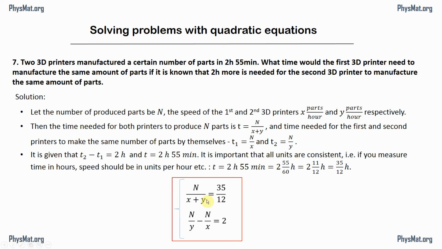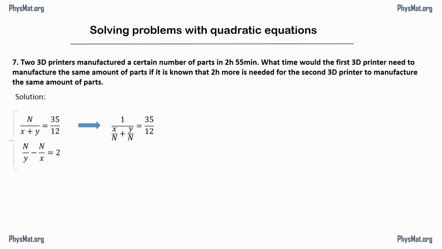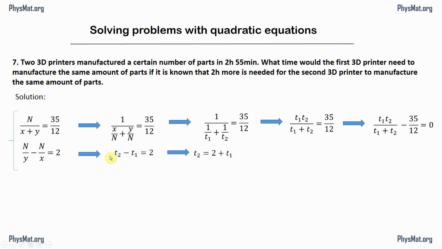Again, like in the previous case, we have 2 equations and 3 variables, but again, we are only interested in the ratio of n divided by x or n divided by y. So we can do the same trick as in the previous problem. We can divide in this equation both numerator and denominator of the left hand side by n, and this is what we get. And if we come back to our original notations of t1 and t2, so this is t2, this is t1, then we can rewrite our equations in this form.